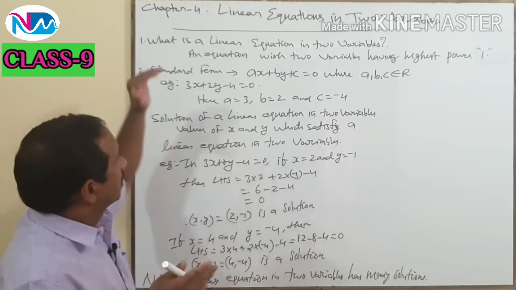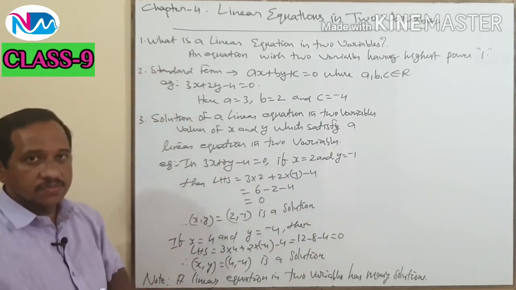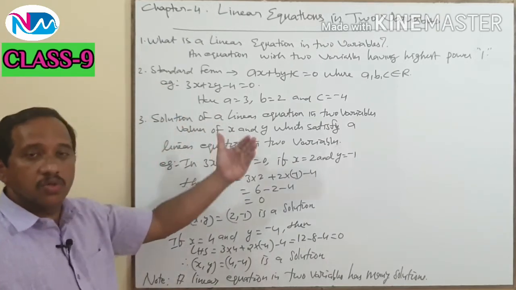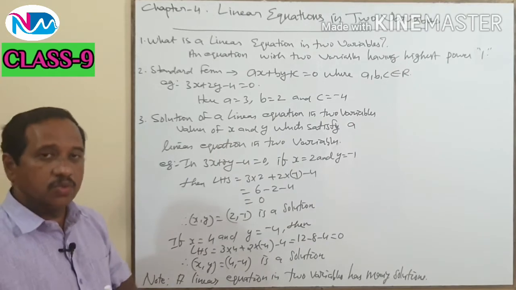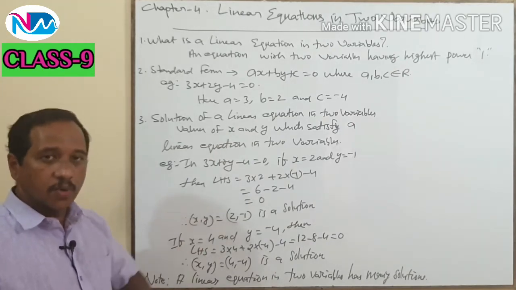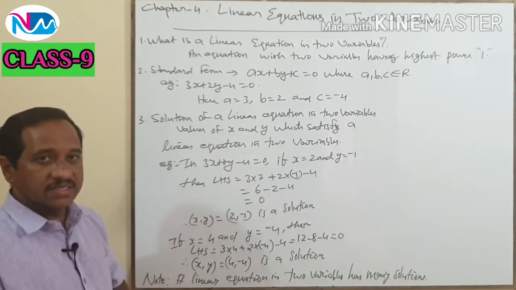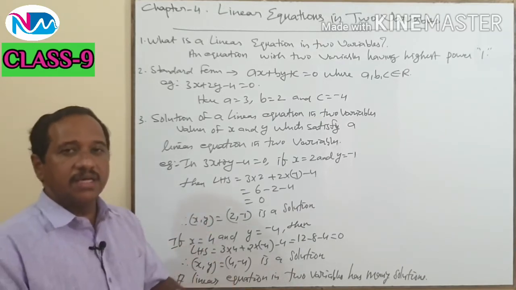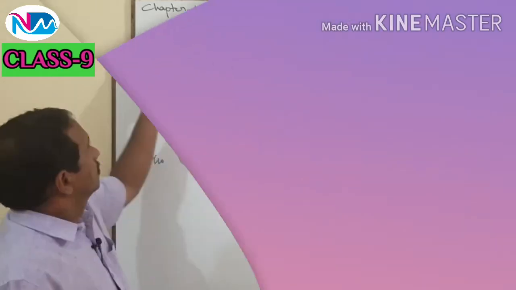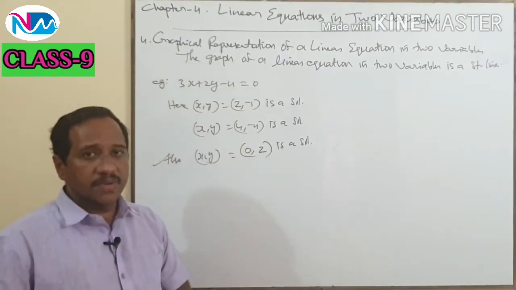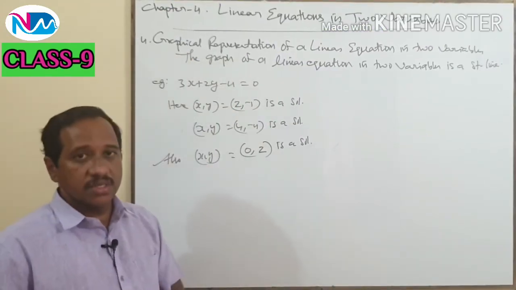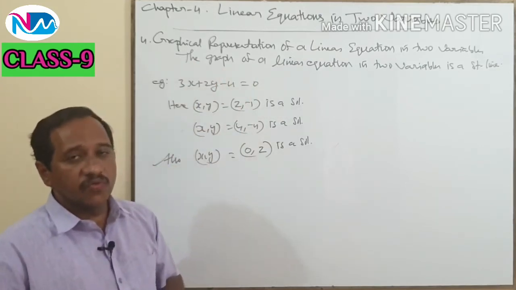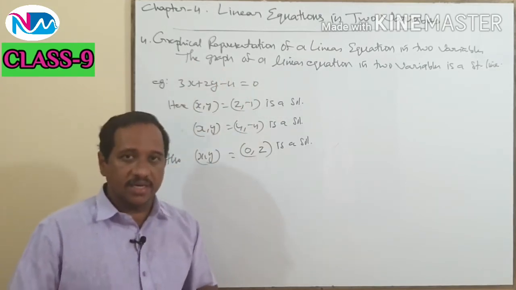So, what is a linear equation in two variables? What is the standard form? And what is the solution of a linear equation in two variables? The next point we are going to discuss is what is the graphical representation of a linear equation in two variables. The graph of a linear equation in two variables is always a straight line.